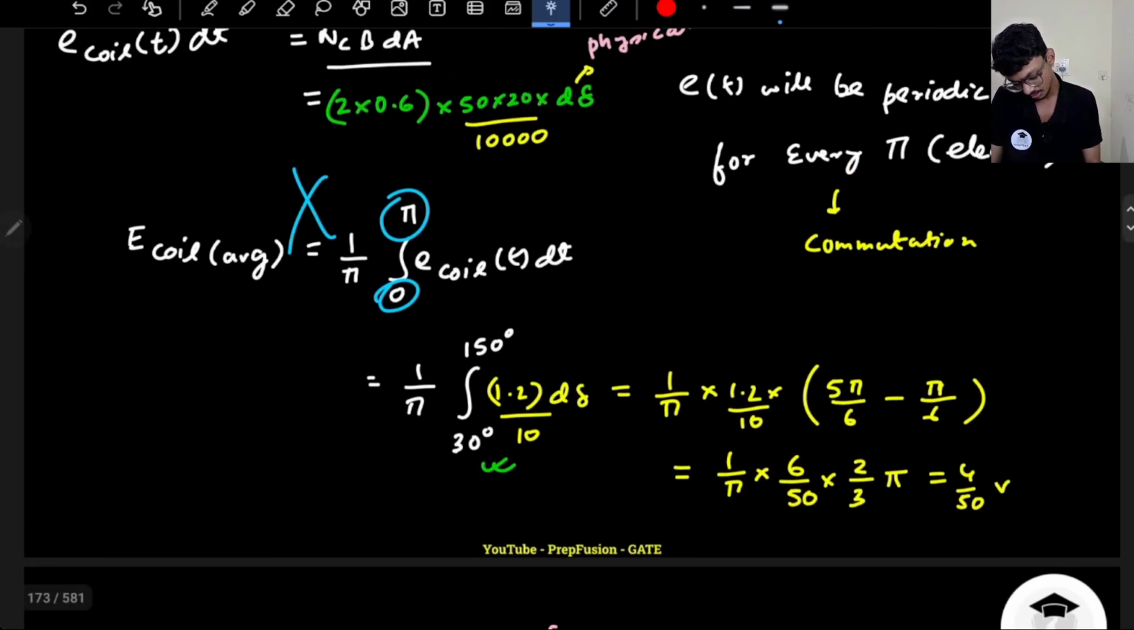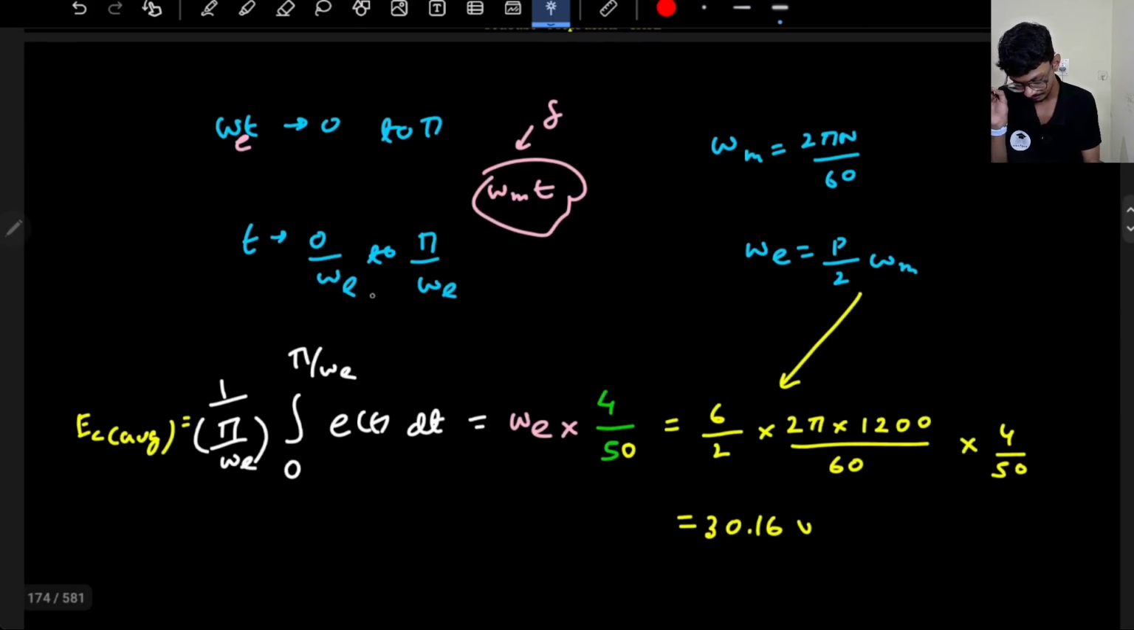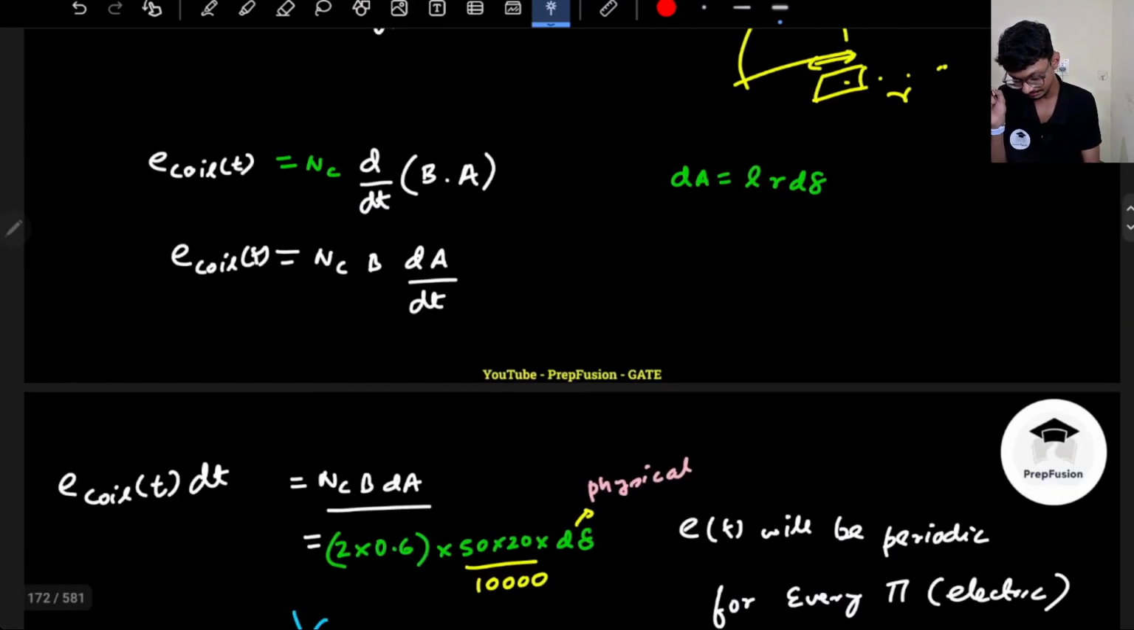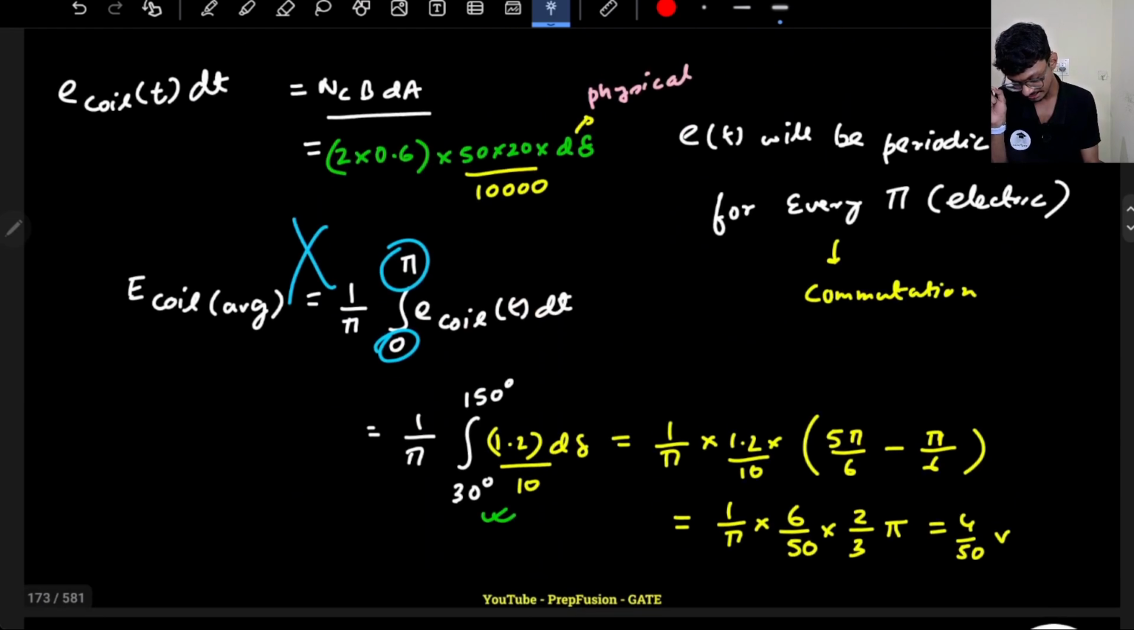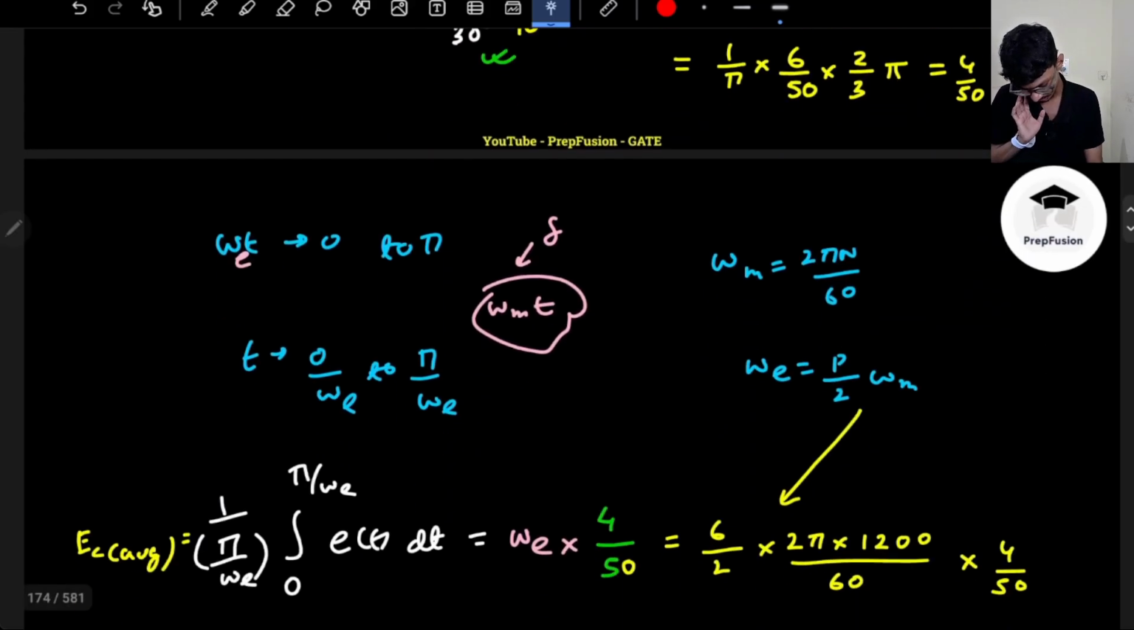Because here the left hand side is fine, because dt is the unit of time. So here the limits are with respect to time. But on the right hand side, the units are with respect to delta, and delta is a mechanical unit. So I have to write the mechanical. That was my mistake, sorry.